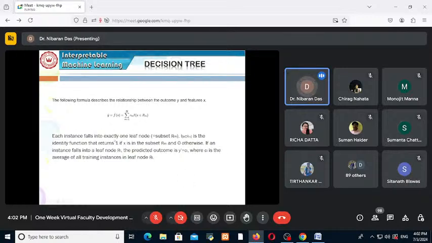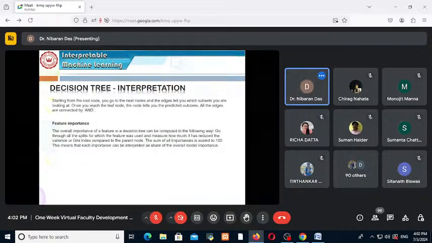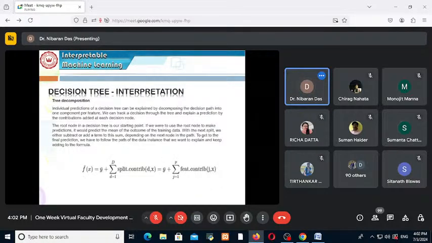So this is the corresponding relationship. Here each instance falls into exactly one leaf node subset Rm. I_Rm is the indicator function that returns 1 if x is in the subset Rm, or 0 otherwise. If an instance falls into a leaf node Rm, the predicted outcome is y-hat equal to cm, where cm is the average of all training instances in the leaf node Rm.